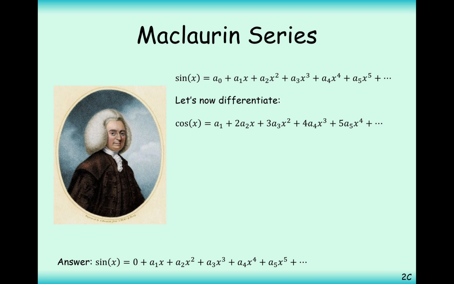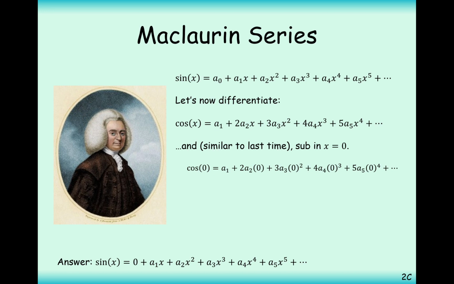And then again, we'll put in 0. We're always going to be putting in 0. So substitute in 0. 0 is a really helpful number to put in because any power of x will just cancel out. So it's always going to be substituting in 0.